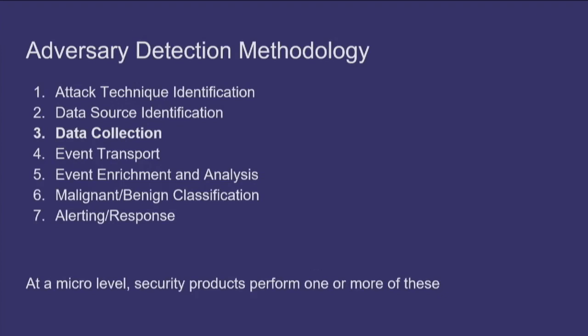So a generalized adversary detection methodology is you identify an attack technique. So this could be a specific lateral movement technique or privilege escalation technique. You find a data source that may inform you, or that may provide data about when that technique occurs. So that could be like when a process is created. It could come from something like an ETW provider.